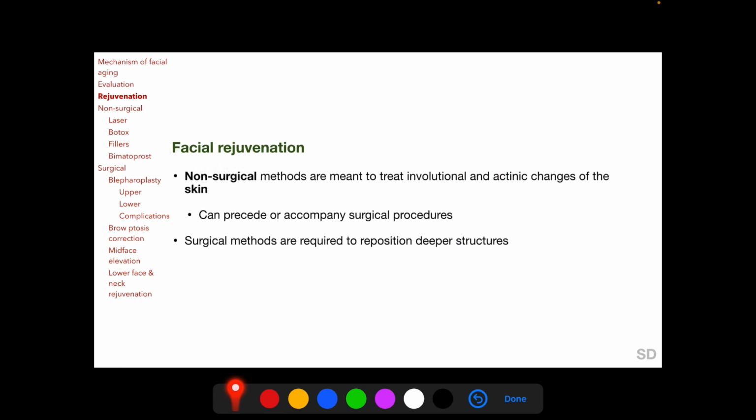Facial rejuvenation procedures can be non-surgical or surgical, and in general, non-surgical procedures are meant to correct involutional and actinic changes of the skin, and these can precede or accompany surgical procedures. Surgical methods in general are required to reposition deeper structures.